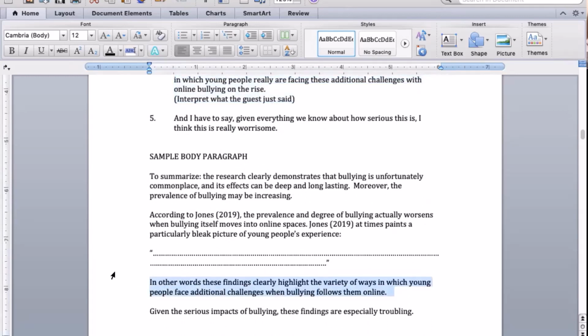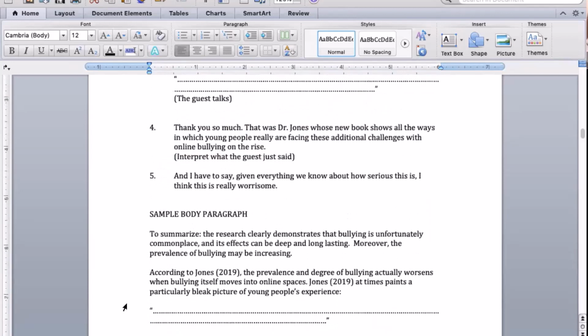In other words, these findings clearly highlight the variety of ways in which young people face additional challenges when bullying follows them online. I probably could have done even a little more analysis, dug deeper into the synthesis in this last sentence. I bet an AU English professor would have told me to, but you get the idea. Introing and outroing the evidence that we have to cite in the middle helps do two cool things that I'm going to talk about in a moment.